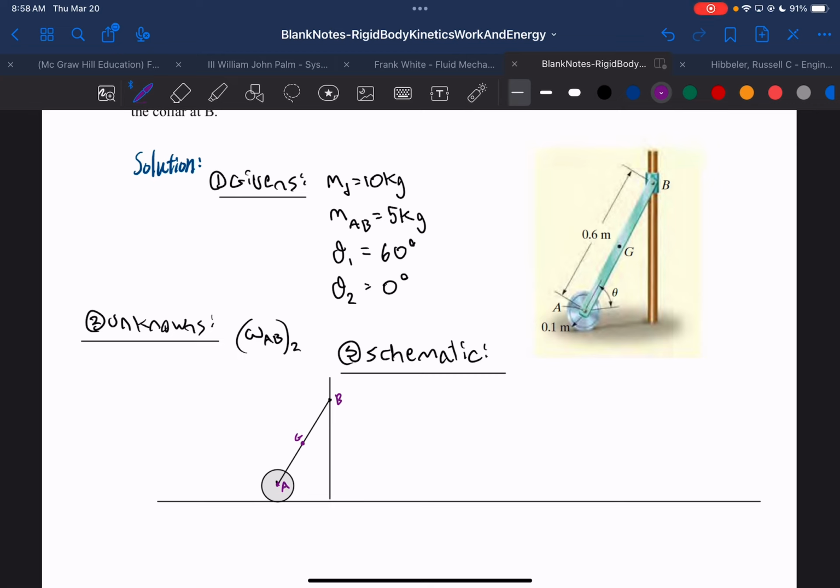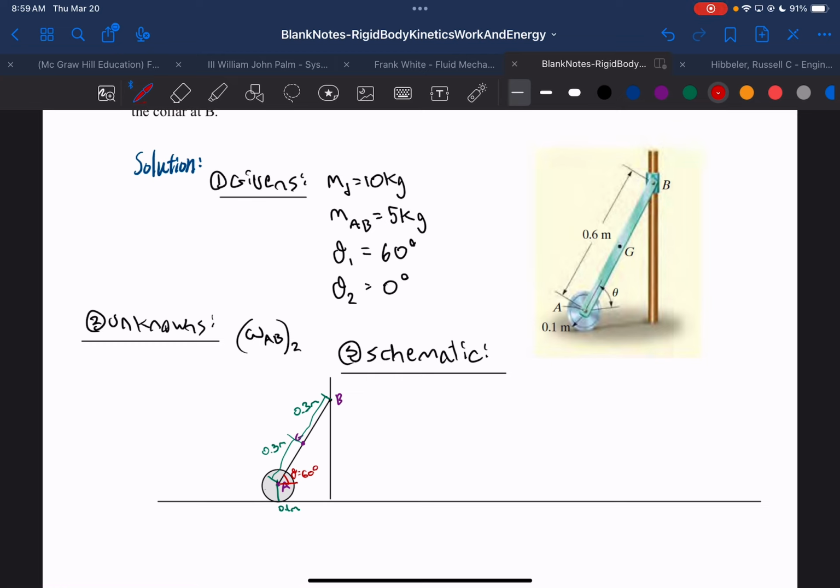Let's put some important dimensions here. This distance is 0.1. This distance right here, for simplicity, it's 0.3 or 0.6 for the whole thing. But let's say this is 0.3 and this is 0.3 meters, right? And then this would be theta, right? This angle right here is theta, equal to 60 degrees, right?